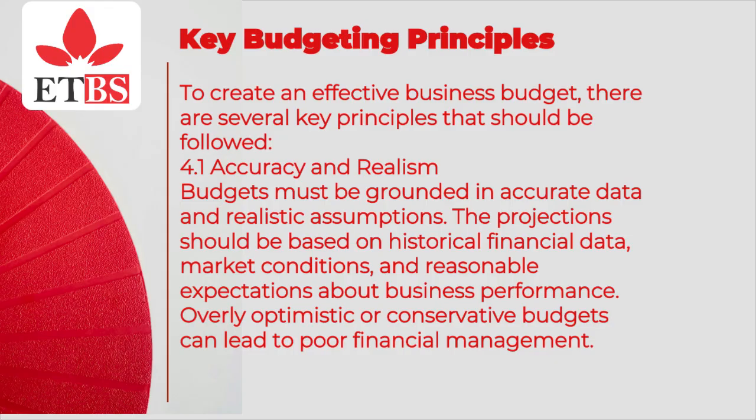2.2 Strategic planning. Budgeting allows a business to align its financial resources with its strategic goals. It helps prioritize spending on critical business activities such as marketing, research and development, expansion plans, and operational efficiency. 2.3 Performance measurement. A budget serves as a tool for measuring business performance. By comparing actual performance against budgeted expectations, businesses can identify variances and take corrective actions if needed.